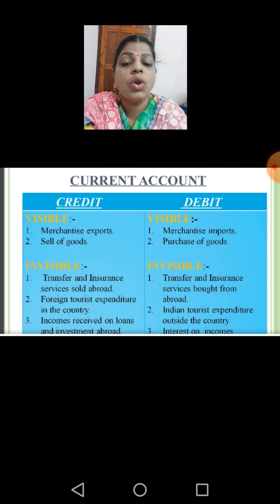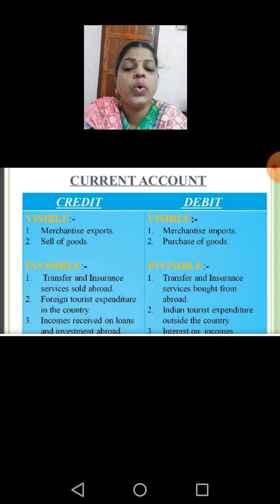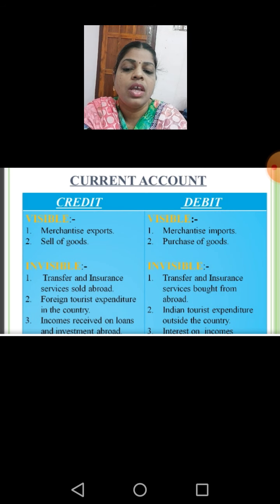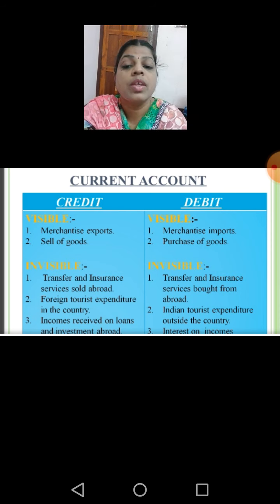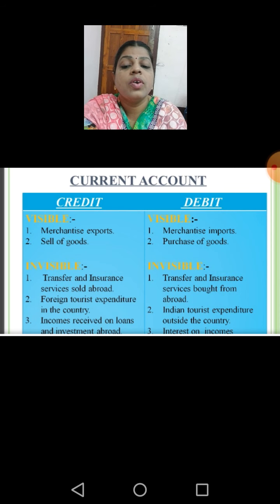And what are the invisible items? Here we can see all kinds of services come under the invisible items. Transfer and insurance services sold abroad. Foreign tourist expenditure in the country. Incomes received on loans and investment abroad. So all this comes under credit items.